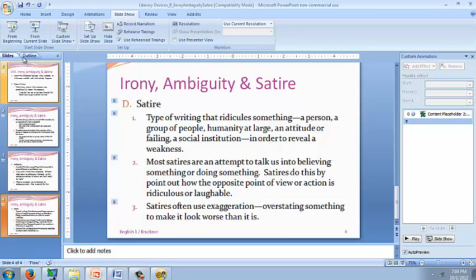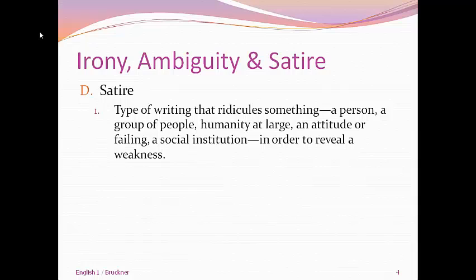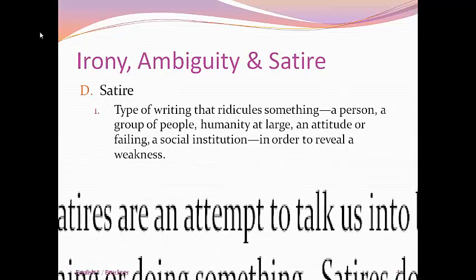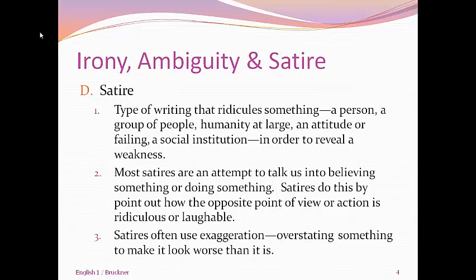So we have looked at irony, three types of irony being verbal irony, situational irony, and dramatic irony. We've looked at ambiguity, interpreting things in different ways, but they might both be right. It's ambiguous. And then we've looked at satire, writing that ridicules something to reveal a weakness.